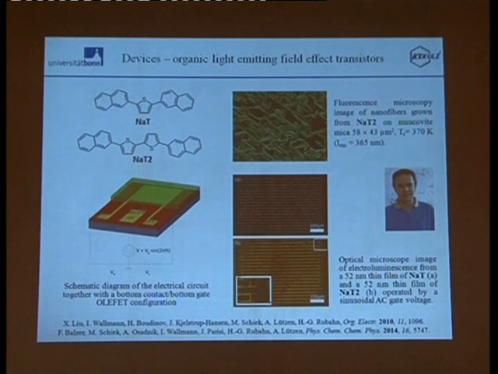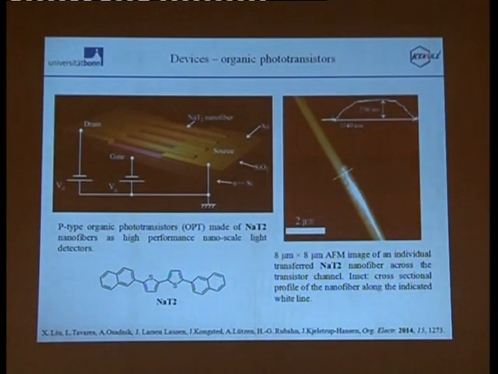And this one here, due to the larger pi-conjugated system, emits an orange light in this device. We can also use these fibers for organic phototransistors, so as light sensors, for instance. So we deposit the fibers on this transistor, and then if we shine light on it, we get an electric signal, and we can measure. So we have a micro sensor, so to say, for light.